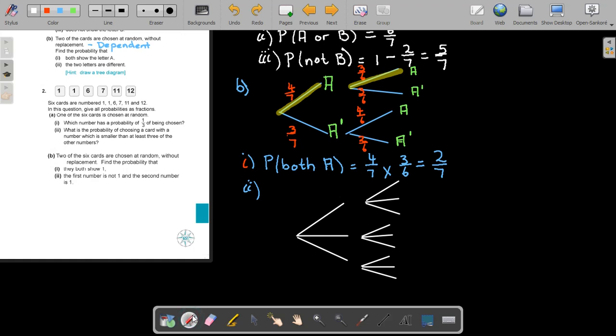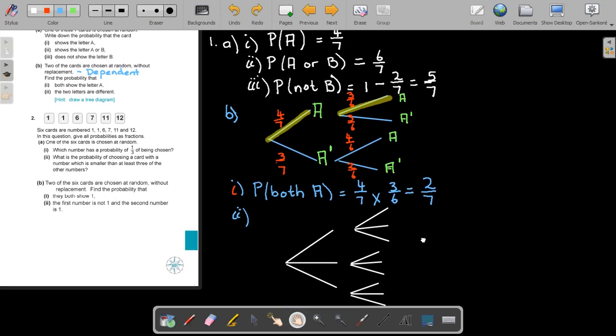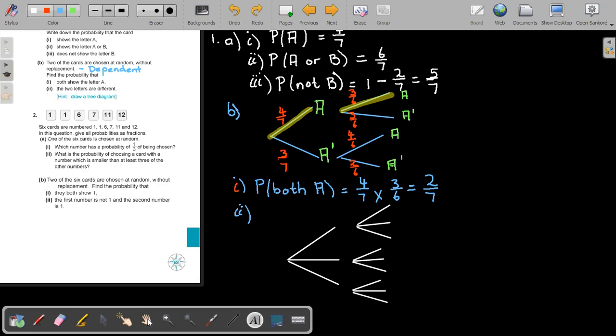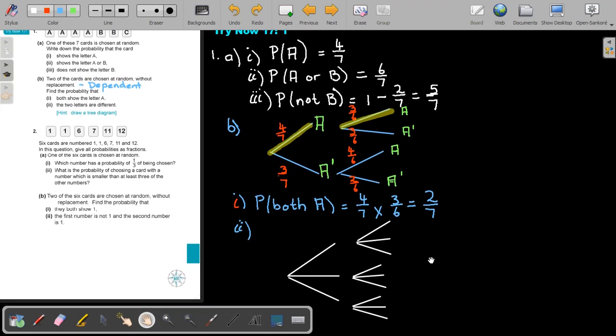So let me just write down the letters for you. This is now my different tree. So what letters were there? If I go back and check a little bit up, okay, let's just move this a little bit. If I move it up a little bit, I will see what are the letters. There are the letters A, B, and C. So how many A's are there? It's going to be 4 out of 7. How many B's are there? 2 out of 7. Now how many C's are there? Only 1 out of 7.